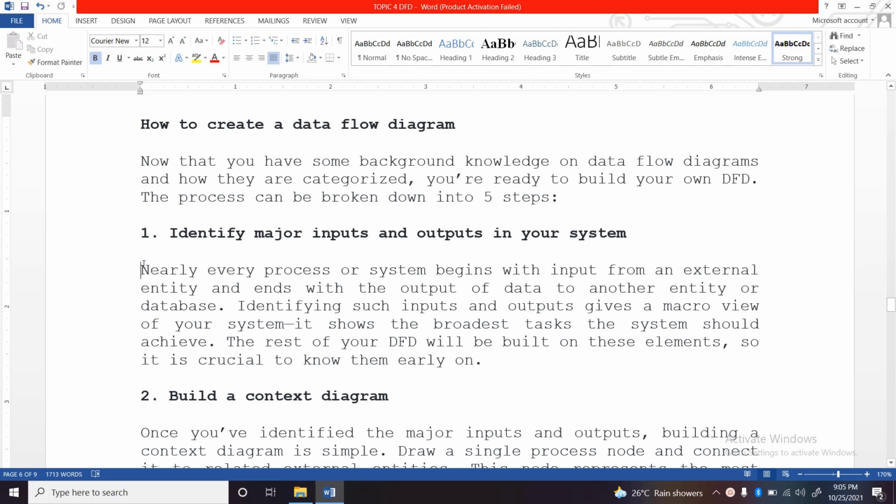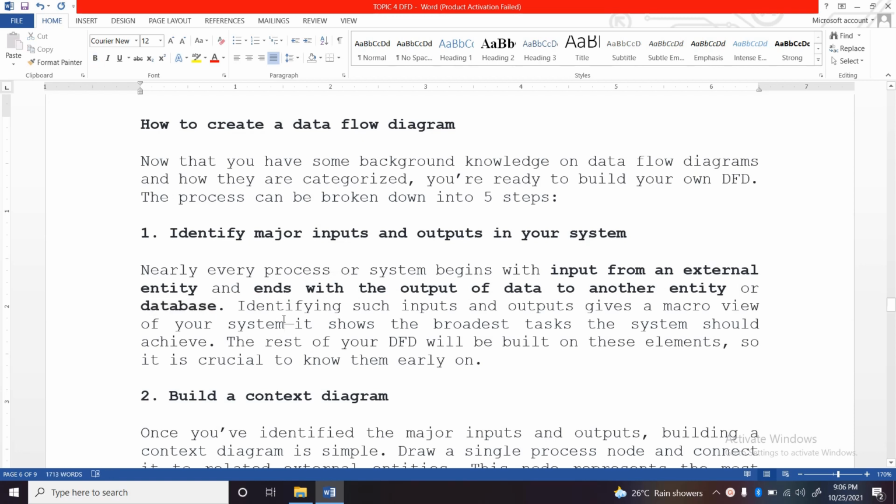So number 1, identify major inputs and outputs in your system. Nearly every process or system begins with input from an external entity and ends with the output of data to another entity or database. So we have to keep in mind that every process begins with input from an external entity. That is why we say that the external entity is the actor. It's the main point of our data flow diagram. And also, it ends with the output of data to another entity, so from one entity to another, or from one entity to another database.